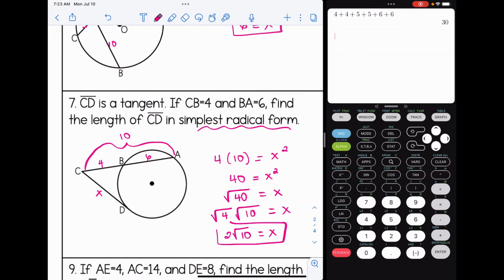Again, when you're putting something in simplest radical form, you're going to look for 2 factors of that value, and one of them must be a perfect square.